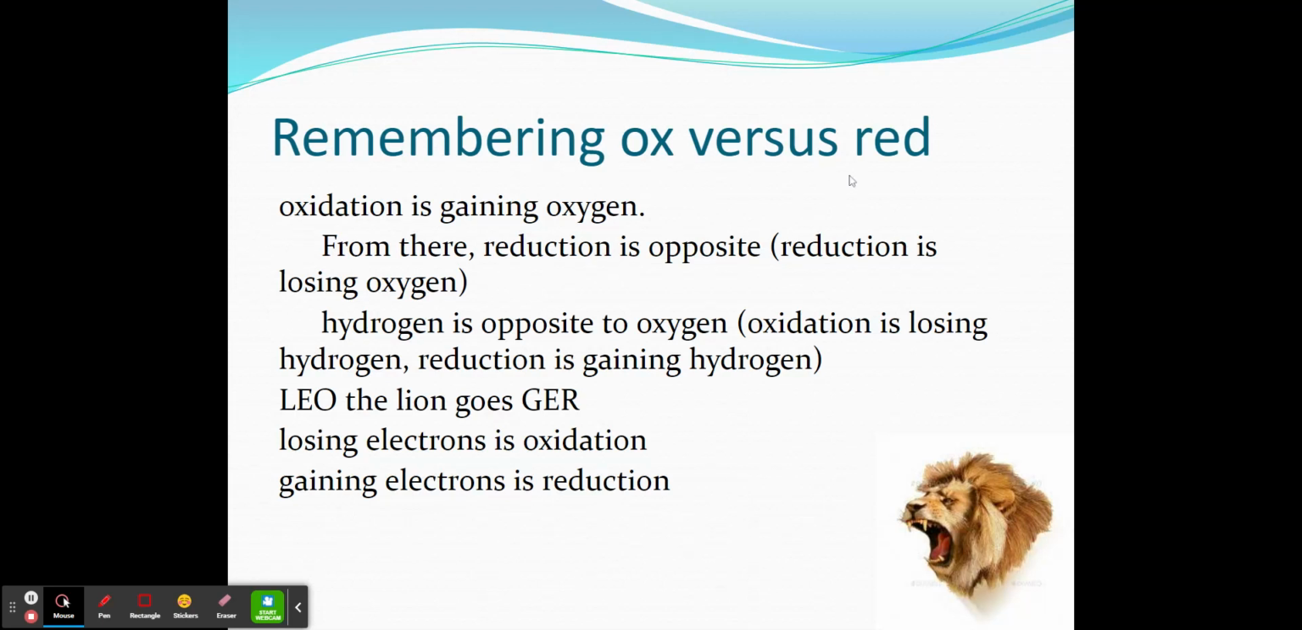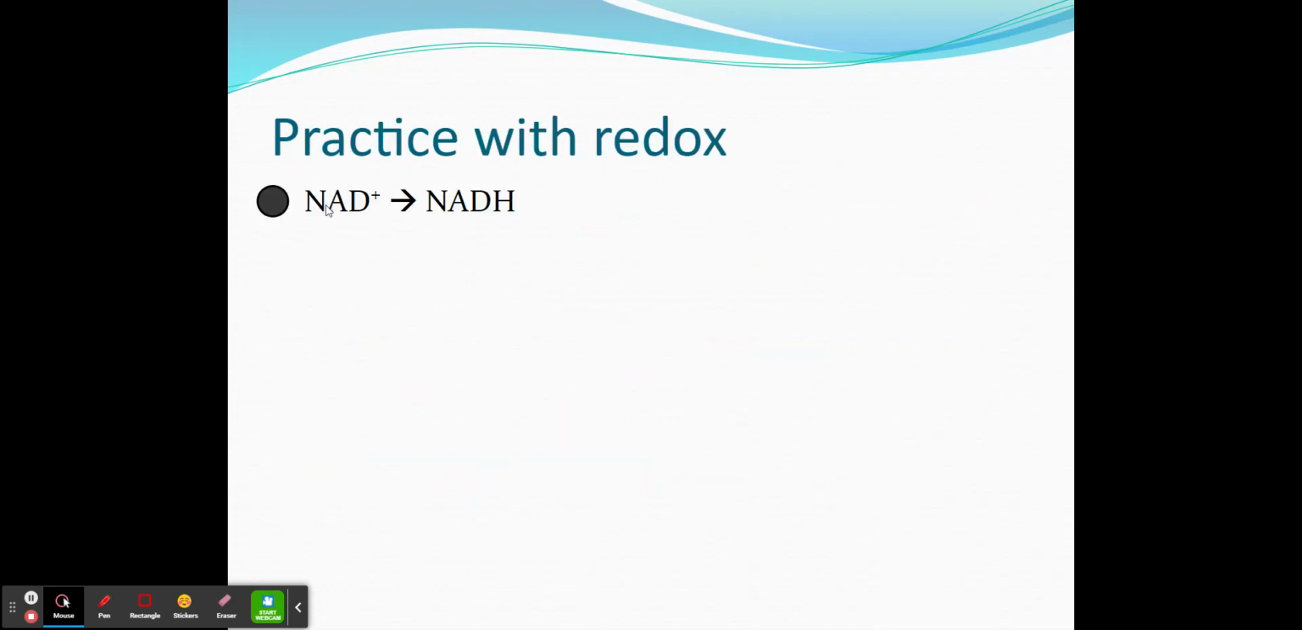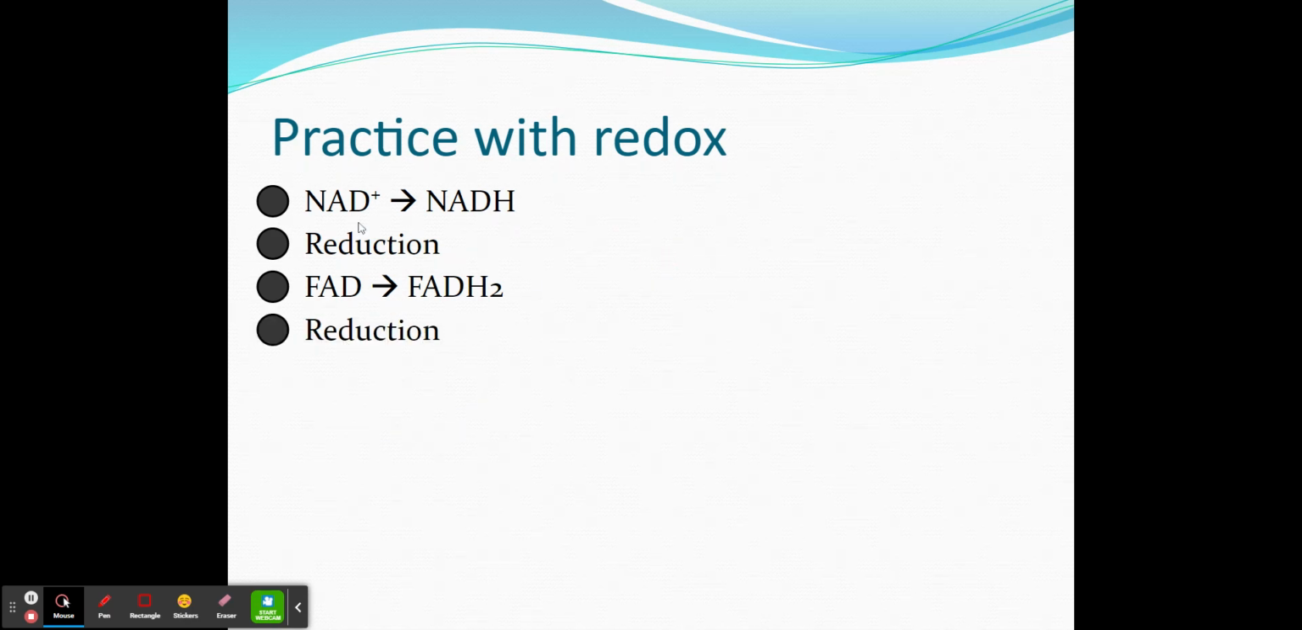So the mnemonics I just talked about here. Right, so here this is a gain of hydrogen, so that would be reduction. This is also a gain of hydrogen, so that would also be reduction. There's also going to be a gain of electrons here to hold the hydrogen to it, so it's a reduction for two reasons. You're also gaining electrons.